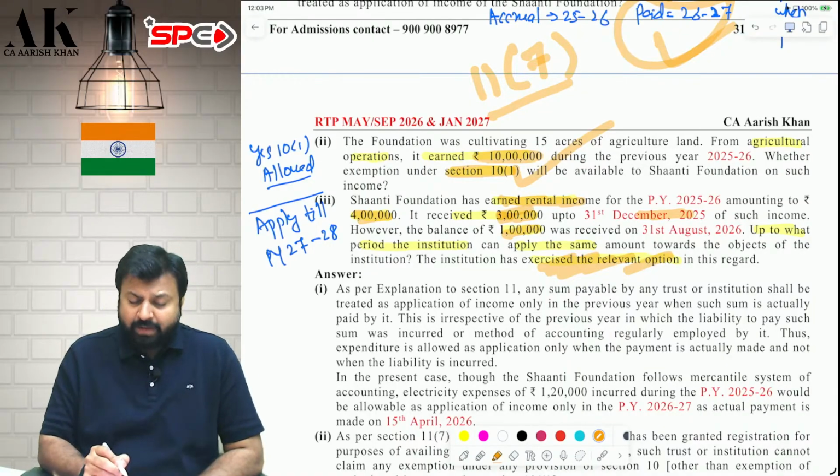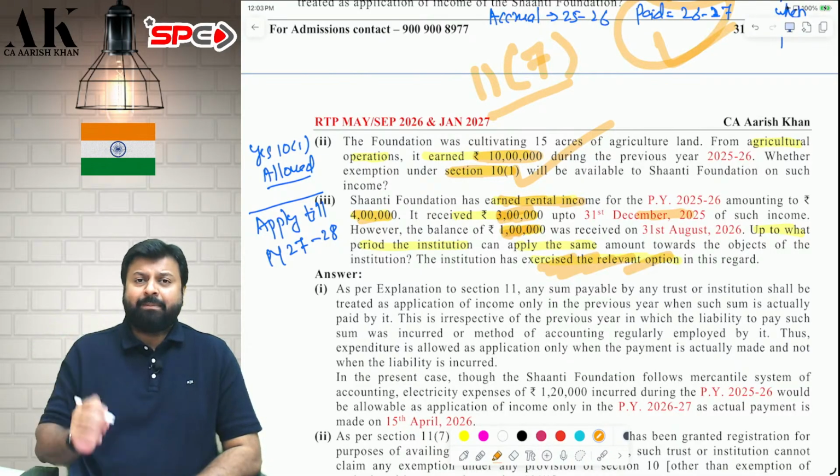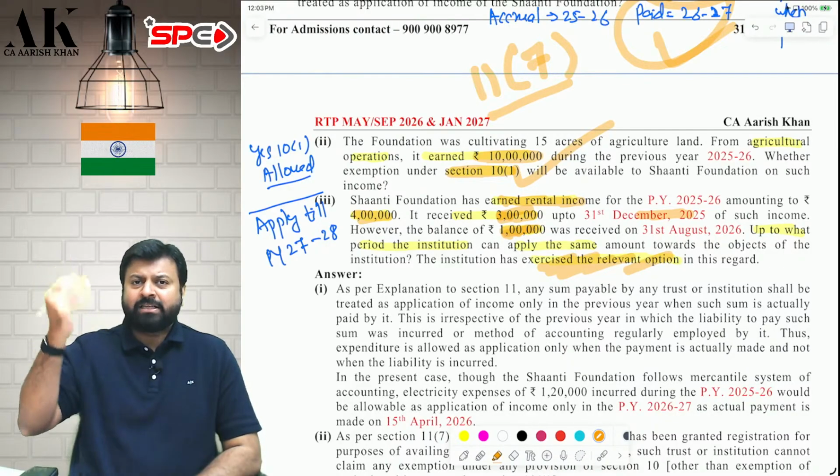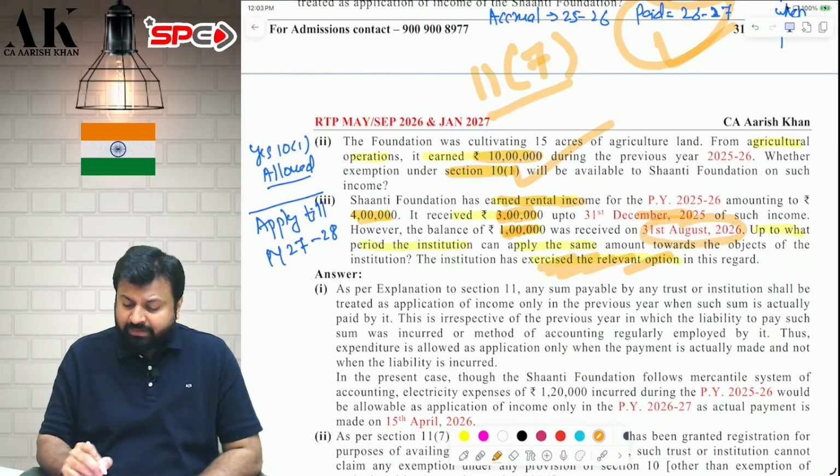So 3 lakh rupees you have received. That's okay, you have applied. 1 lakh rupees you have not received, so you have made an application for deferral. You said that I will apply this in future. When have you received? You have received on 31st August 2026.